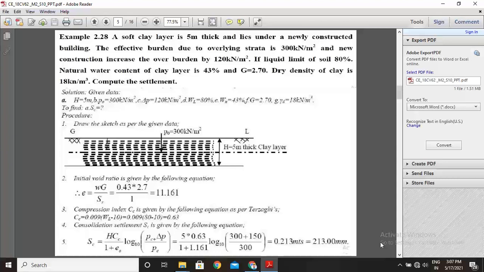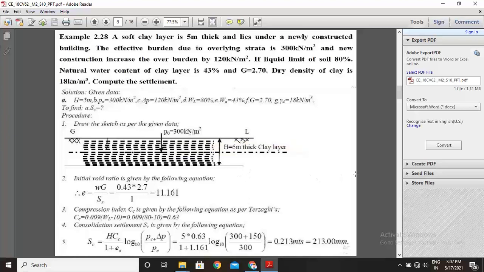Procedure. Draw the sketch as per the given data. So now draw the sketch. Now this is the ground level, the thickness of the soil layer is 5 meter thick clay layer, and at the center of the clay layer P naught is 300 kilonewton per meter square.